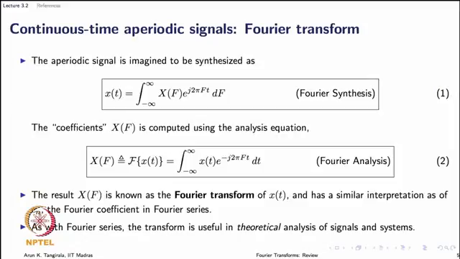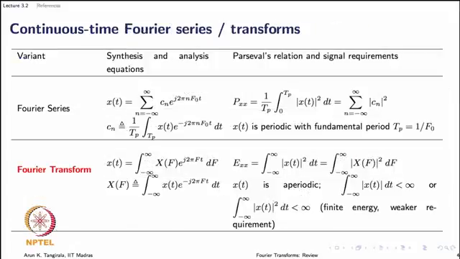So, now going into the details a bit more, I have now the Fourier synthesis equation for the continuous time aperiodic signal, which is given in equation 1, and the analysis equation as given in equation 2. As I said earlier, the prime difference between the Fourier series and Fourier transform is that the summation for the synthesis equation is now replaced by an integral. And the reason is as follows.